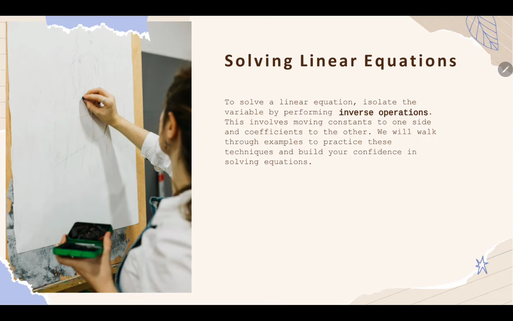Now, solving linear equations. To solve a linear equation, we have to isolate the variable by performing inverse operations. This will be involving moving the constants from one side to another, or to have it onto one side and the coefficients to another. We'll walk through a couple of examples to practice these techniques to build your confidence in solving these questions.